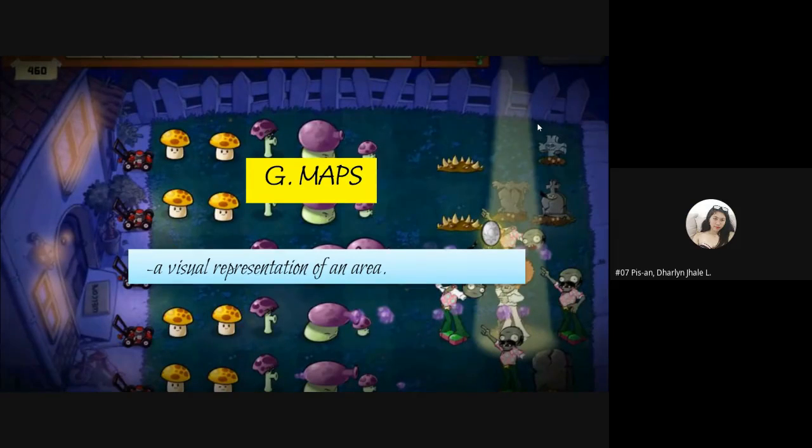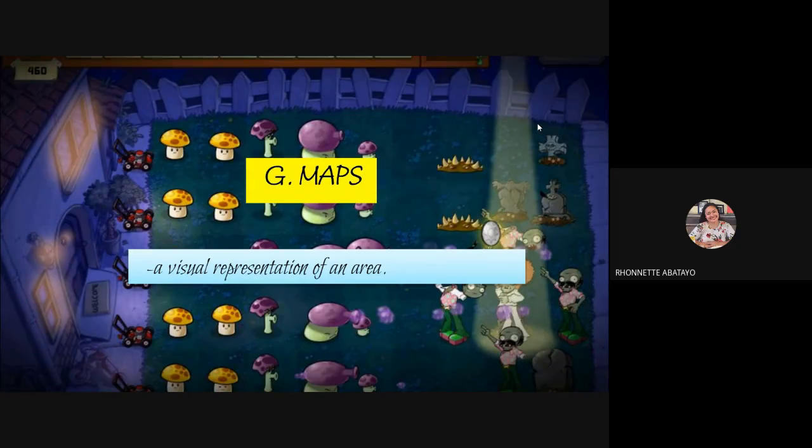North. North, south, east, west. Correct. And the secondary direction? These are the combinations. North is east. Southeast, northeast, southwest. Very good.